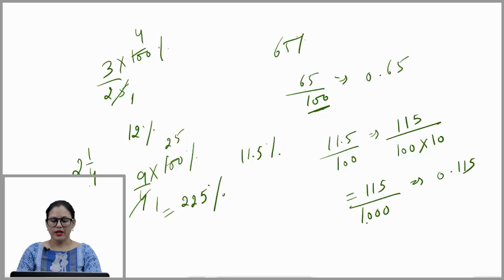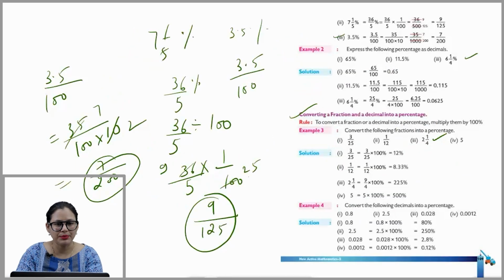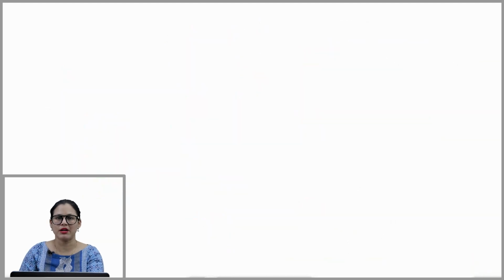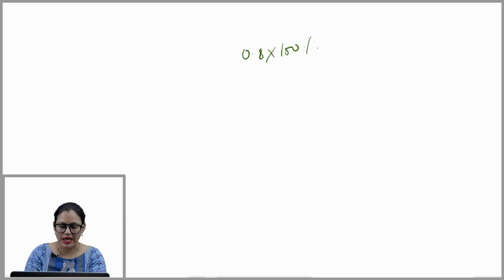Okay. Now let's move on to the next example. Convert the following decimals into a percentage. Now we have to convert a decimal into a percentage. So what will you do? The rule is the same. We have to multiply by 100%. So 0.8 into 100%. So 800, and then we will put a decimal after one digit starting from the right. So this is 80%, right?